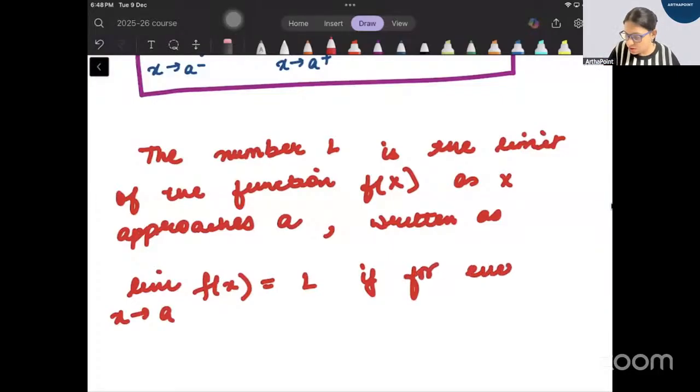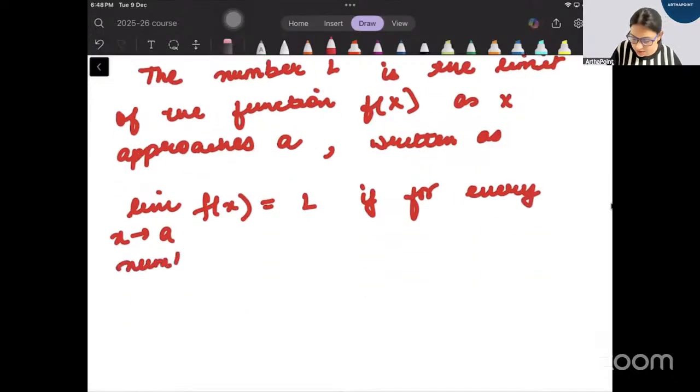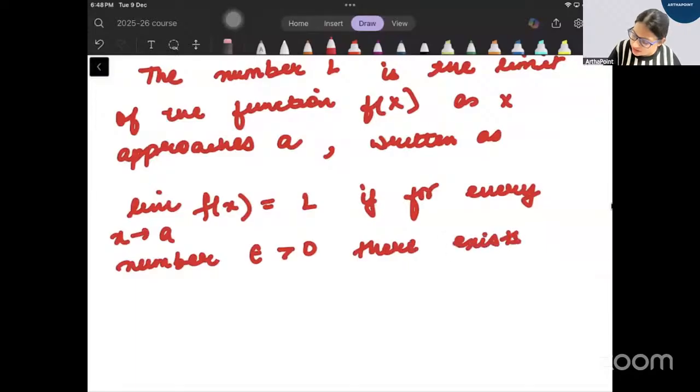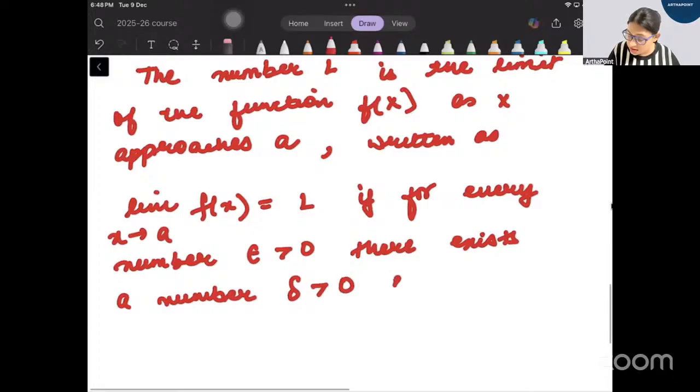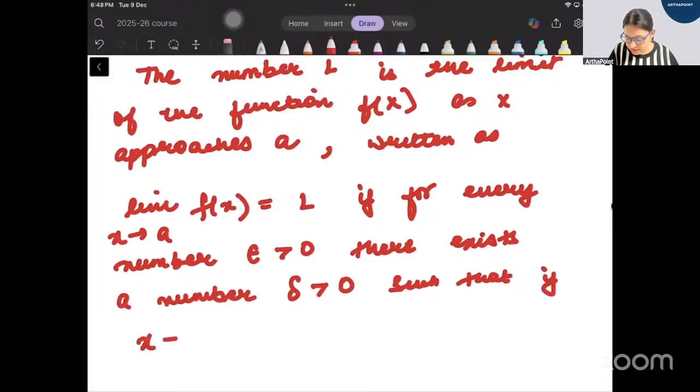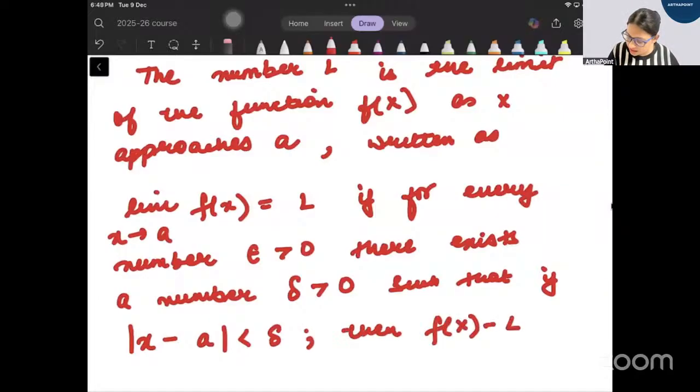for every number epsilon greater than 0, there exists, I'll explain this, a number delta greater than 0 such that if x minus a is less than delta, then fx minus L is less than epsilon.